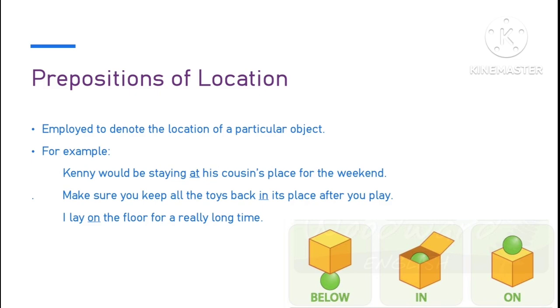Prepositions of location are employed to denote the location of a particular object. For example, Kenny would be staying at his cousin's place for the weekend. At is a preposition of location used in the sentence. Make sure you keep all the toys back in its place after you play. In is a preposition used in the sentence. I lay on the floor for a really long time. On is a preposition of location used in the sentence.